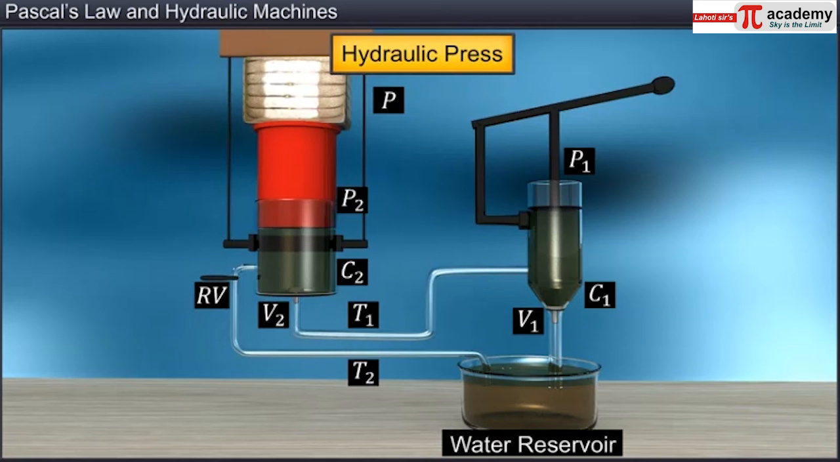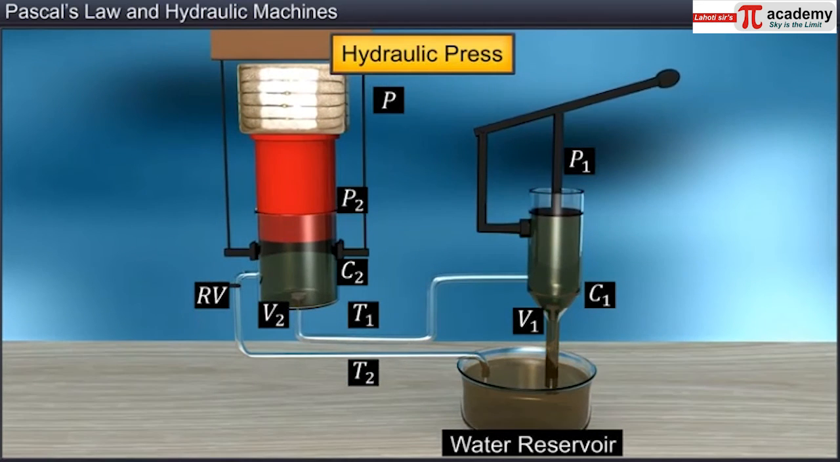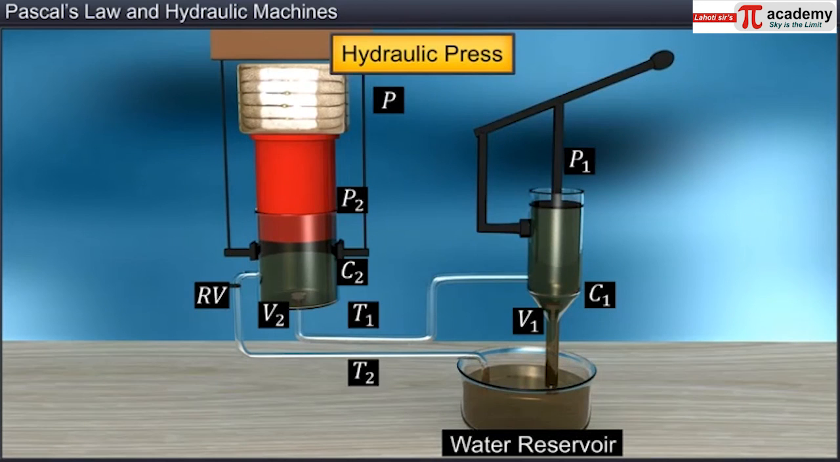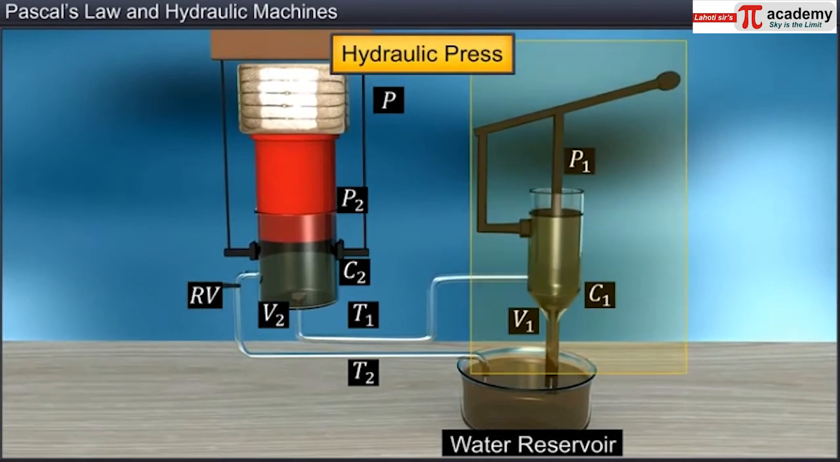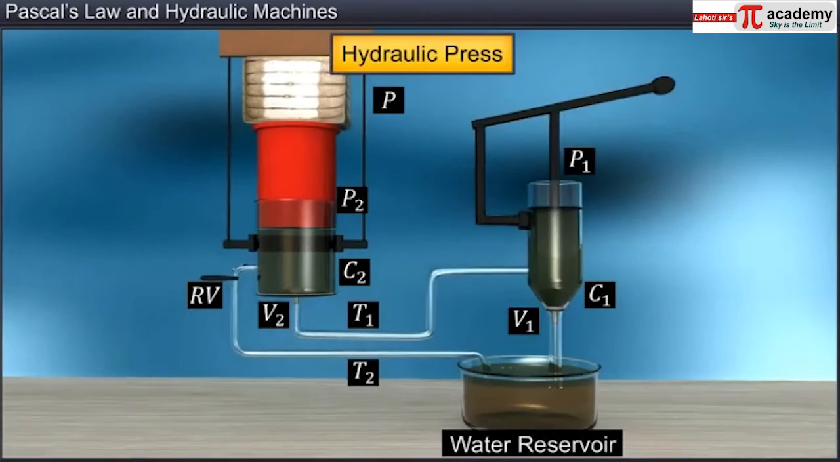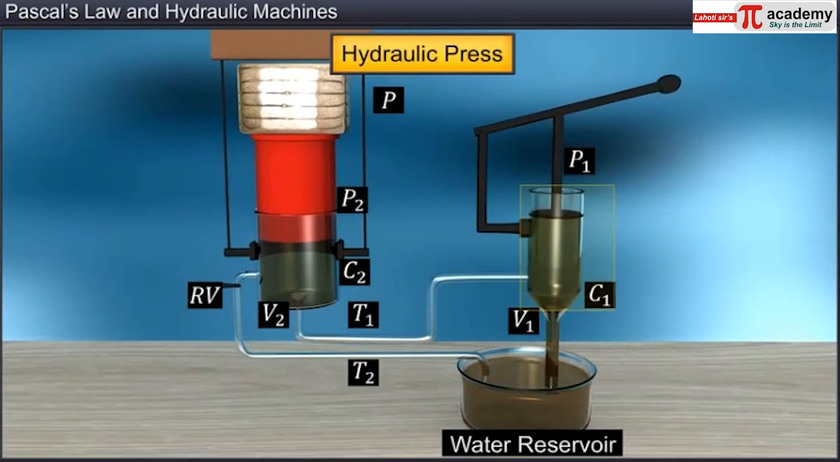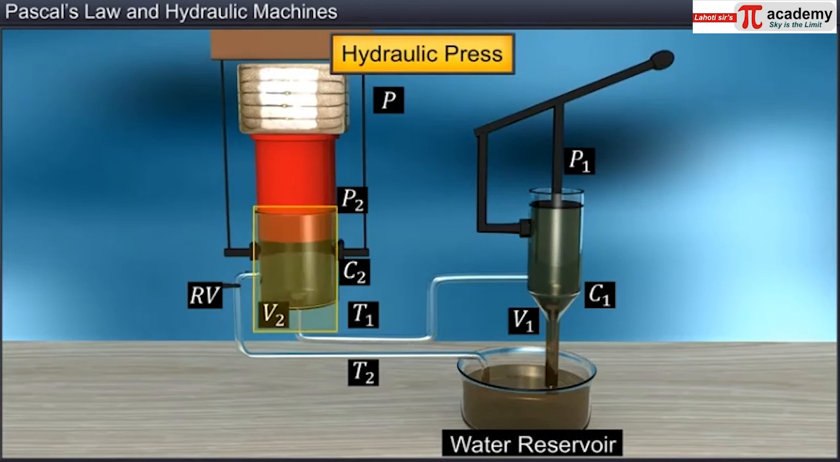Piston P1 is raised upwards by the application of force F at the handle edge of the lever. Upon the action of the handle, the valve V1 opens. The water from the reservoir is sucked into the cylinder C1. During this process, valve V2 remains closed.